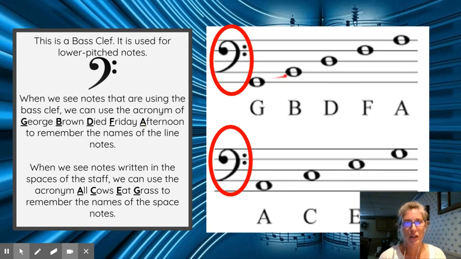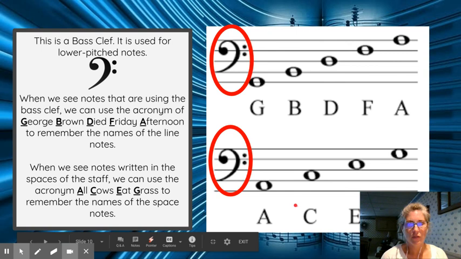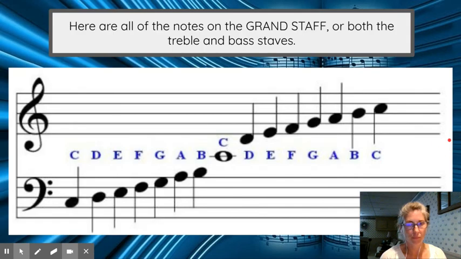Now, the space in between G and B is A, and the space in between B and D is C, etc. What you're left with is A, C, E, and this last one is G. And I like to say, all cows eat grass, to remember those space notes in the bass clef.